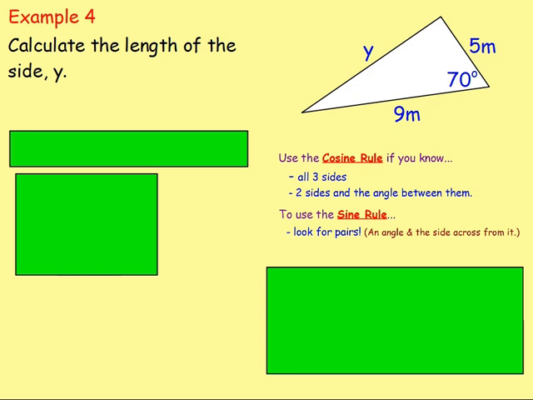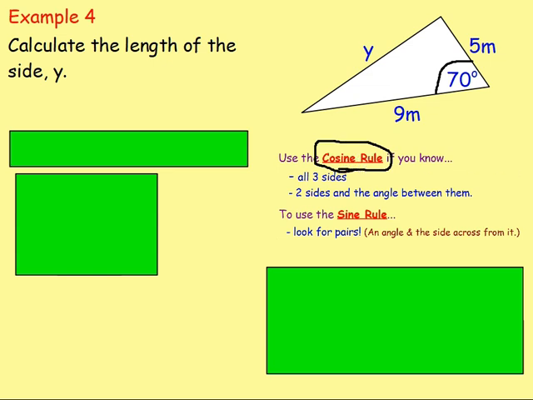So here, do we know all three sides? No, we don't. We know this is 9, we know this is 5, but why do we not know it? Well, we don't. Or if you know two sides and the angle between them. Do we know two sides and the angle between them? Well, yes, we do. We know the 9, we know the 5, and we also know the angle between them there. So because of that, it would be the cosine rule that we are going to use.